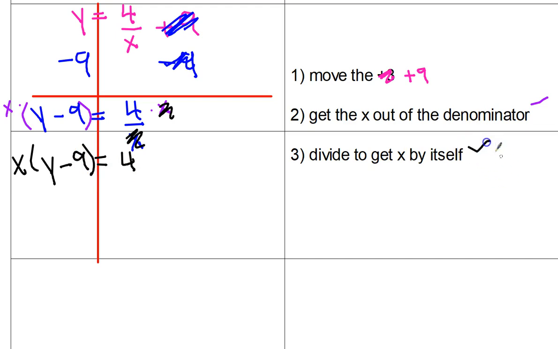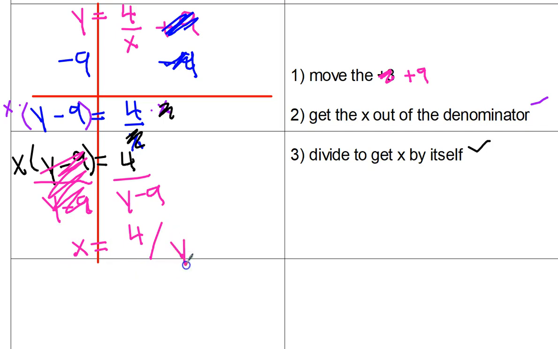And then step 3. What is step 3? I'm going to divide to get x by itself. I'm trying to get x equal because that's where x is solved. So I'm going to divide by y minus 9. I divide the other side by y minus 9. Cancel my opposites. And now x is by itself. So I've solved for x. And it's 4 divided by y minus 9. Okay, so that's how to do that problem.